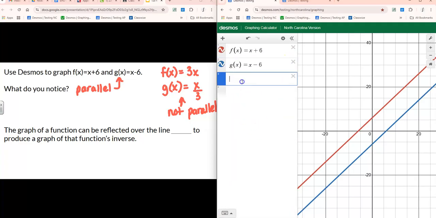On your graph right here, I want everybody to go down to that third line and type in this equation: y equals x.